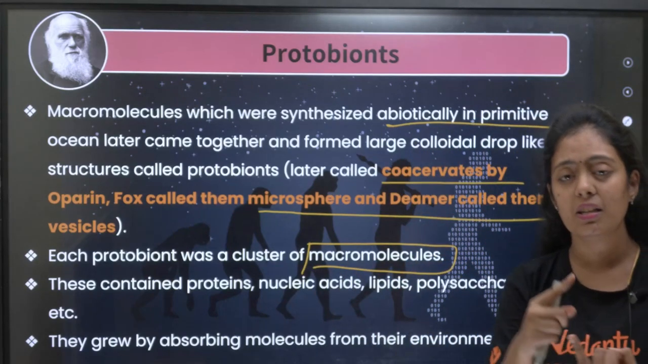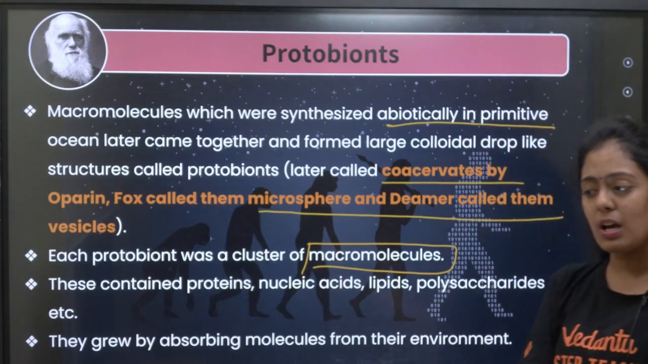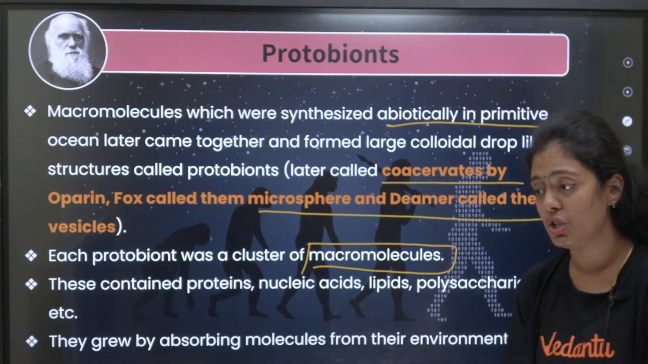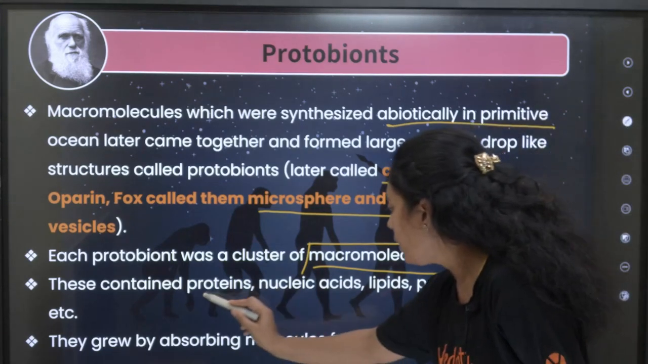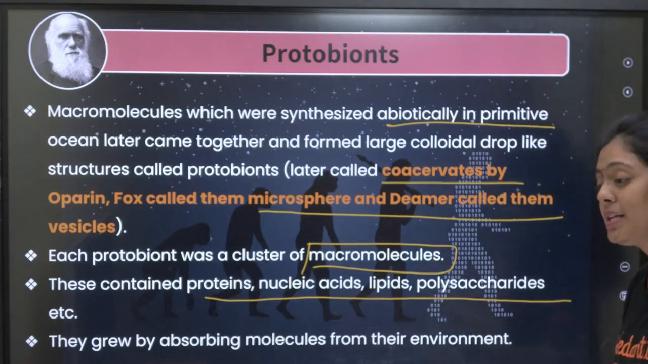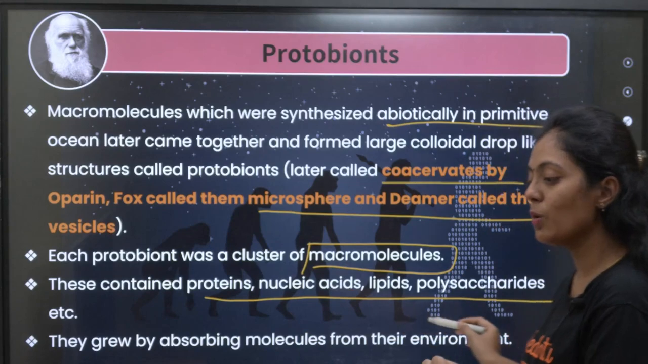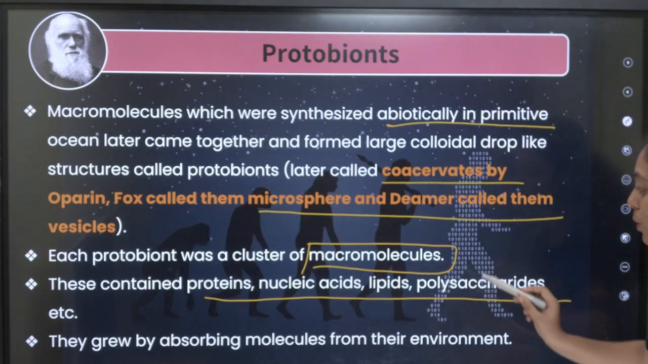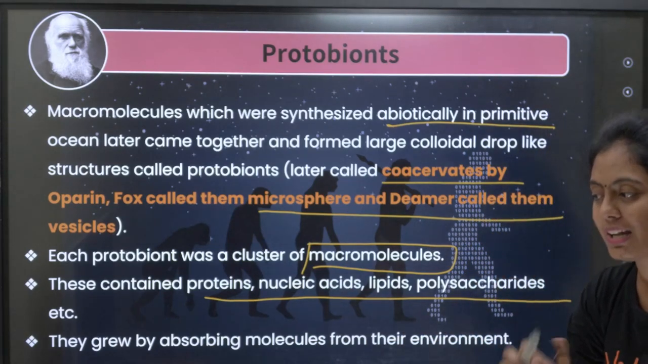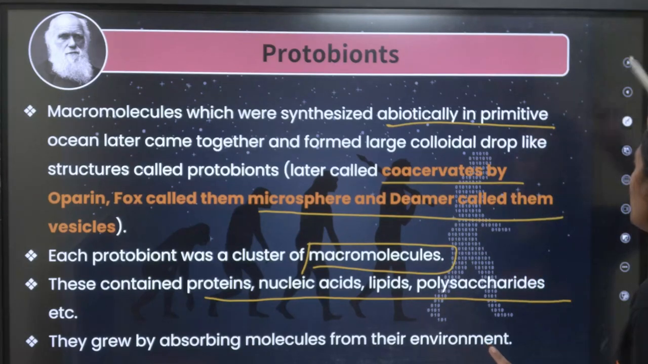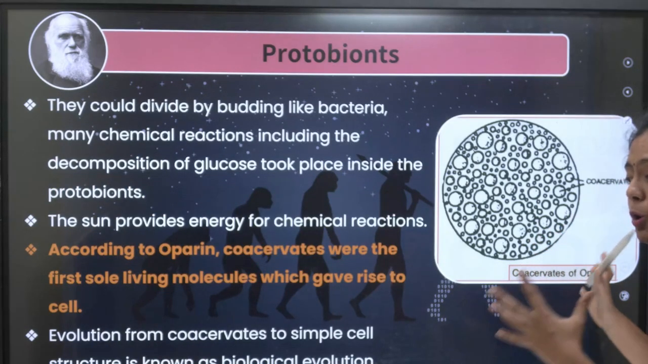And there were nucleic acids, nitrogenous bases, amino acids, okay. These contain proteins, nucleic acids, lipids and polysaccharides, okay. So they grew by absorbing molecules from the environment. What are the macromolecules? Protein, nucleic acid, lipids and polysaccharides, okay. Yes, this is how your protobiont looked like.